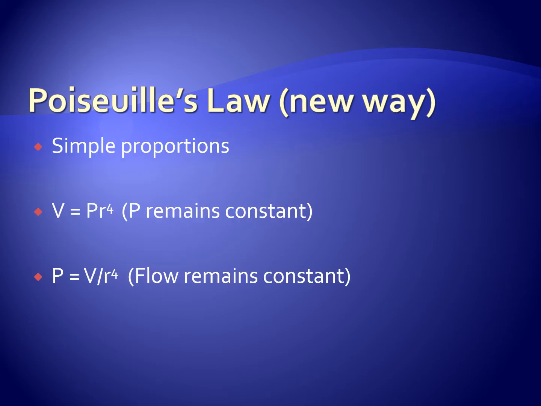So Poiseuille's law in a new way is looking at simple proportions, and this is the equation that I'll be expecting you guys to manipulate when you're looking at this. We can either set it up for pressure to remain constant or for flow to remain constant, okay? So when we set it up for, and that looks like a V but should have a dot over it. There we go. Pretend that's a dot over the V, right? That represents flow. This is where pressure is constant, right?